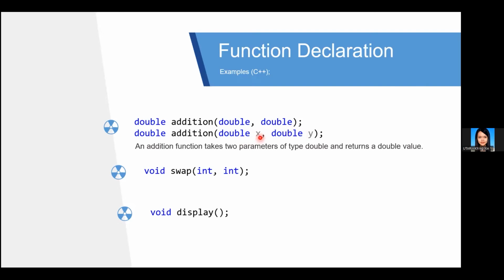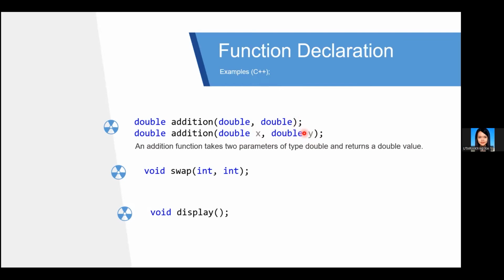You can see that I put the x and y here. The argument name, the x and y here, is actually optional. You can choose to keep the argument names x and y, or you can choose to remove them, so it becomes double, comma double. Doesn't matter. Either way will work as well.